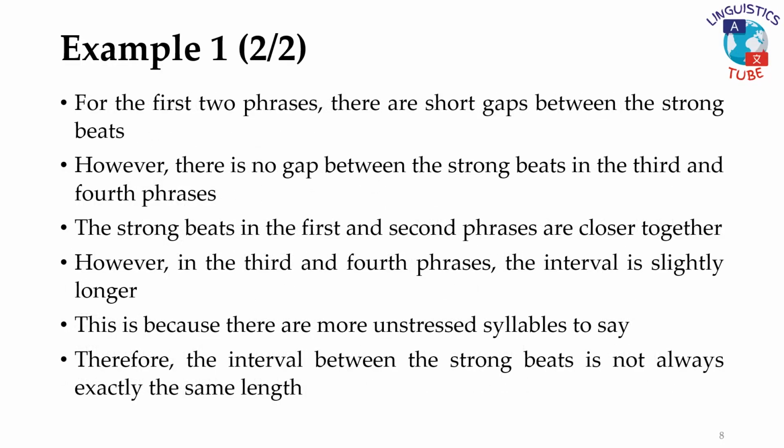You can hear that, for the first two phrases, there are short gaps between the strong beats. However, because there are more unstressed syllables in the third and fourth phrases, there is no gap between the strong beats. Also, it is true that the strong beats in the first and second phrases are closer together, or in other words, the interval between them is shorter, whereas in the third and fourth phrases, the interval is slightly longer, simply because there are more unstressed syllables to say. So, remember that the interval between the strong beats is not always exactly the same length.